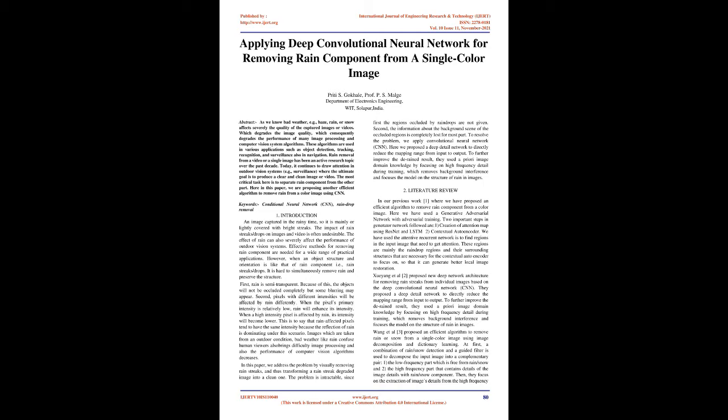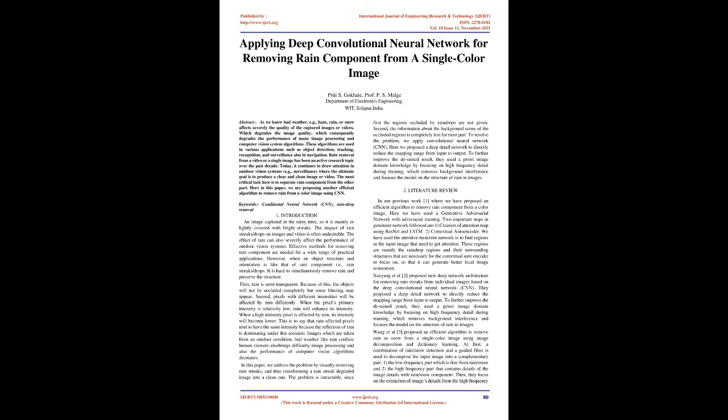To resolve the problem, we apply convolutional neural network, CNN. Here we proposed a deep detail network to directly reduce the mapping range from input to output. To further improve the derained result, they used a priori image domain knowledge by focusing on high-frequency detail during training, which removes background interference and focuses the model on the structure of rain in images.